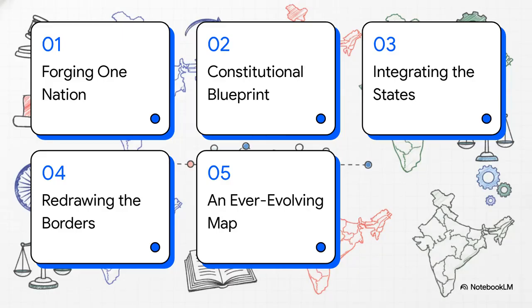All right, so here's how we're going to tackle this. First, we'll look at the absolute puzzle that was India in 1947. Then, we'll check out the constitutional tools that made it all possible. After that, we'll see how the first draft of the map was put together, how it got revised over and over, and finally, where things stand today.